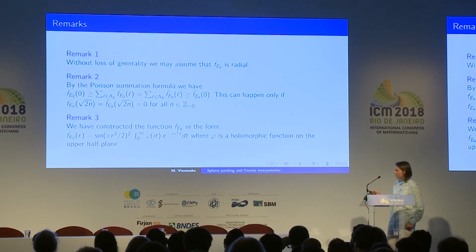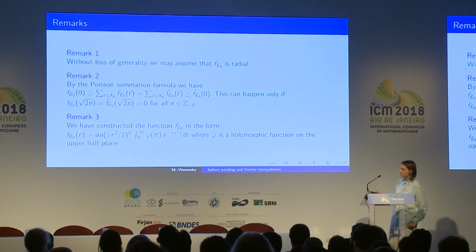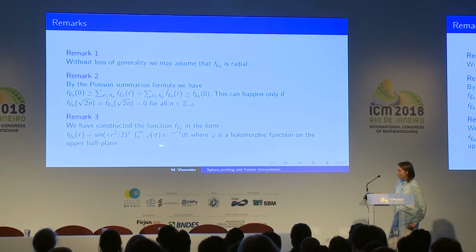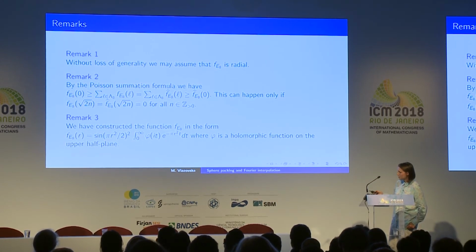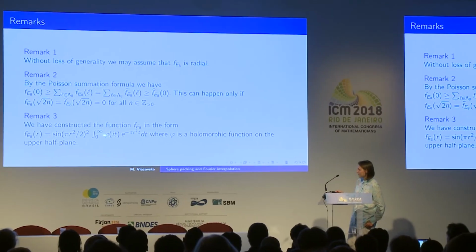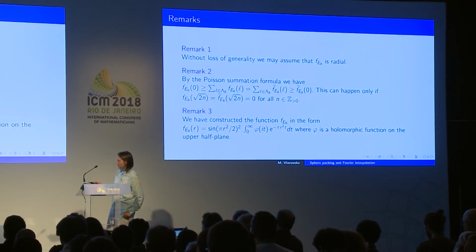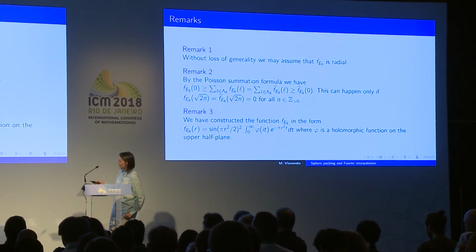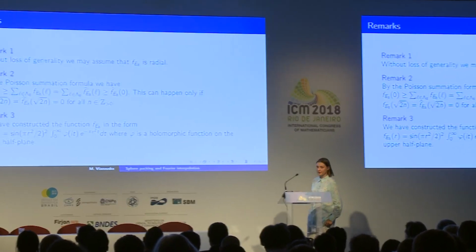So we want to look for our function in the following way. We want to have a multiple of sine squared, which will be responsible for all our double zeros. However, we also need some correction part, and we will search for it in the following form. It would be a Laplace transform of some function which, if we think of it not as a function of a real line but as a function of an imaginary axis, can be extended as a holomorphic function to the upper half plane.